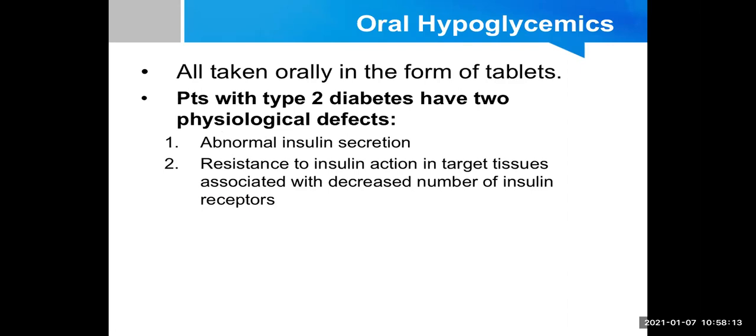Now, what are those two physiological defects? First is abnormal insulin secretion. And second, resistance to insulin action in the target tissue associated with a decreased number of insulin receptors. This is purely a form of insulin resistance. So abnormal insulin secretion, or a relative decreased level of insulin secretion, is one. Second is the insulin resistance. So we need to use those medicines which act on these two important physiological defects. These are oral anti-diabetic drugs.